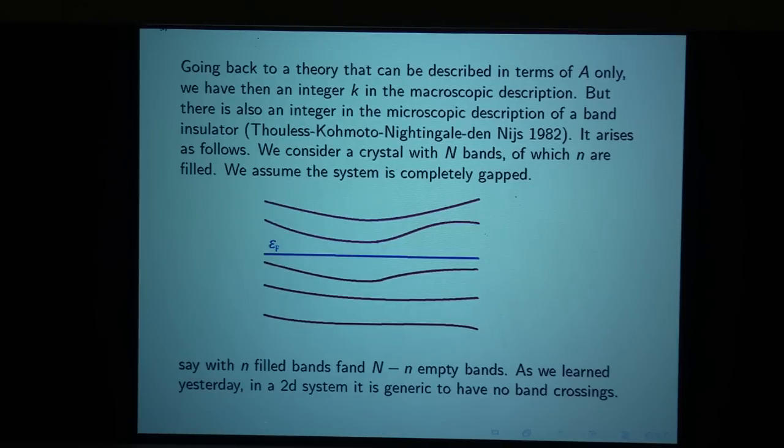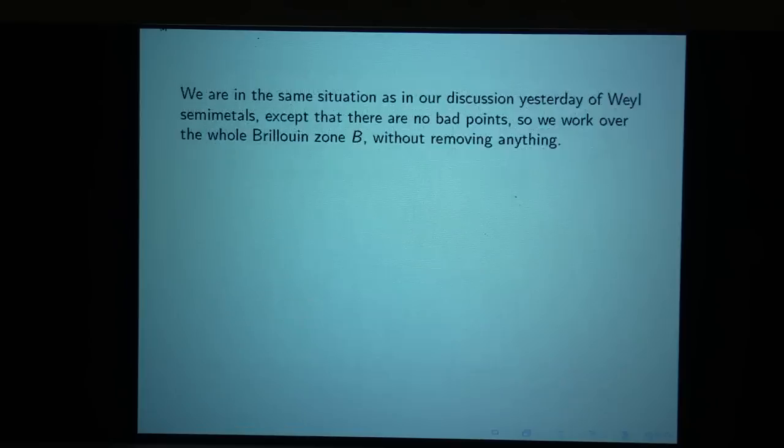So, as we learned yesterday, in a two-dimensional system, it's generic to have no band crossings. We needed 3 parameters to make band crossings natural. So I've drawn this picture assuming no band crossings. So we're in the same situation as yesterday in our discussion of Weyl semimetals, except that since there are no bad points, we work over the whole Brillouin zone B without removing anything. Also, of course, we're in 2 dimensions, so the Brillouin zone is a 2-torus, not a 3-torus.